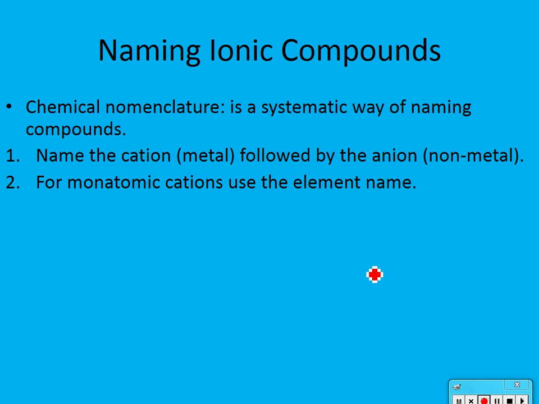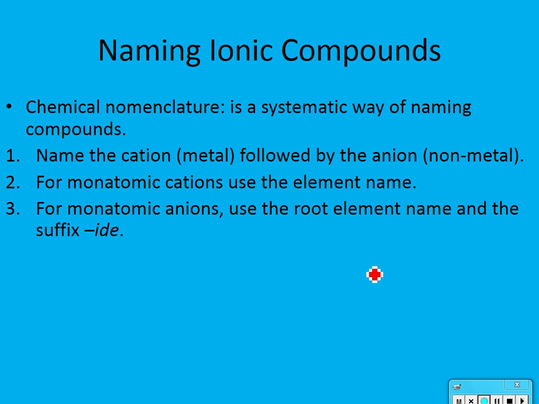Number 2, for monoatomic cations, use the element name. So all that's saying is just name the metal, whatever it is. On the periodic table, look up its name, and that's its name. Number 3, for monoatomic anions, this is the nonmetal, use the root element name, but you change its suffix, which means the ending part of the word, to IDE. I think we'll remember this from last year.